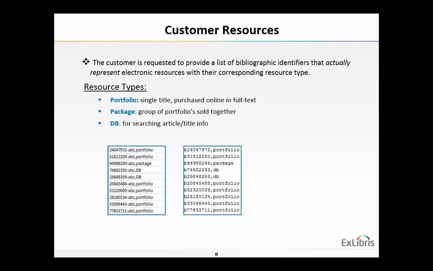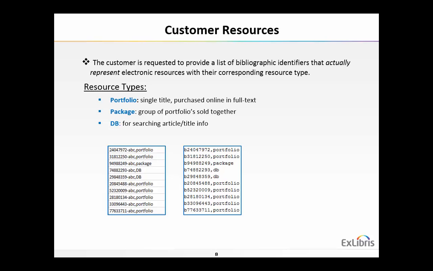There are three and only three resource types that can be used in the P2E file provided by your institution. The first type is portfolio, which is a single title purchased online from a content provider in full text. An example of this would be the Journal of Anthropology or American Journal of Business Education.